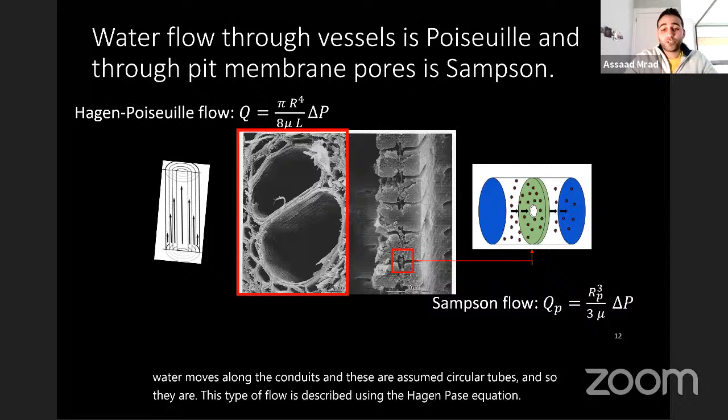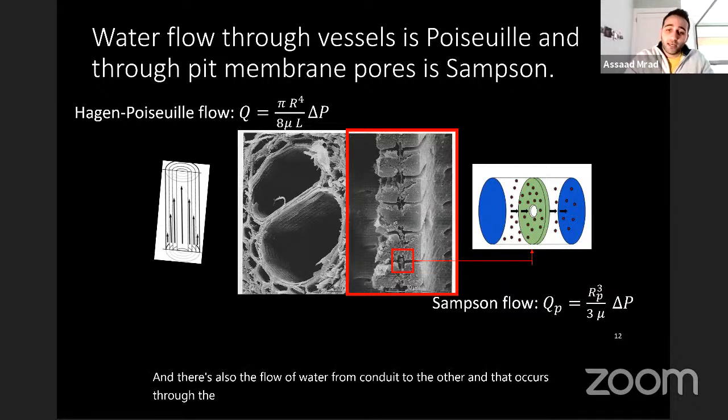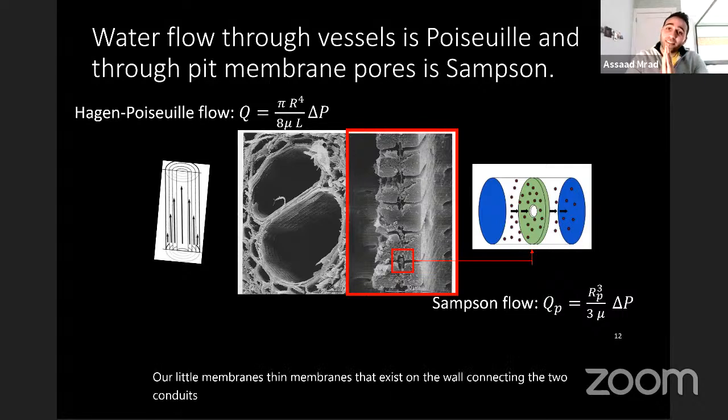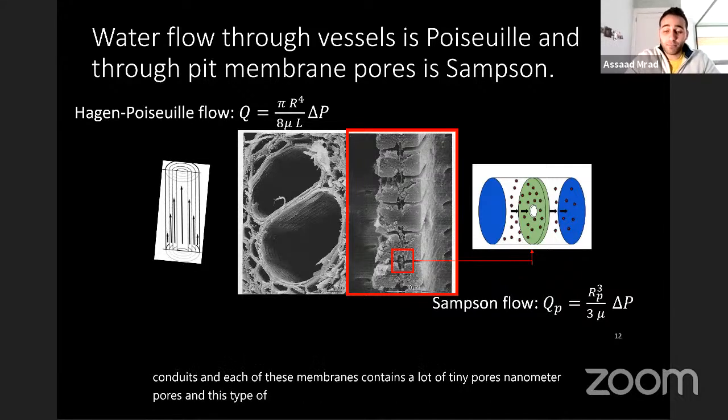And there's also the flow of water from one conduit to the other, and that occurs through the pit membranes. There are little, thin membranes that exist on the wall connecting the two conduits, and each of these membranes contains a lot of tiny pores, nanometer pores. And this type of flow is described by a Sampson flow equation.